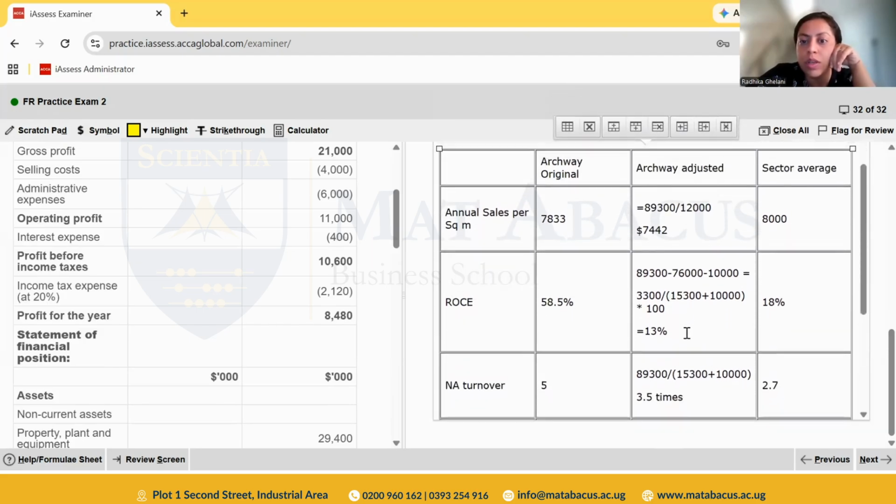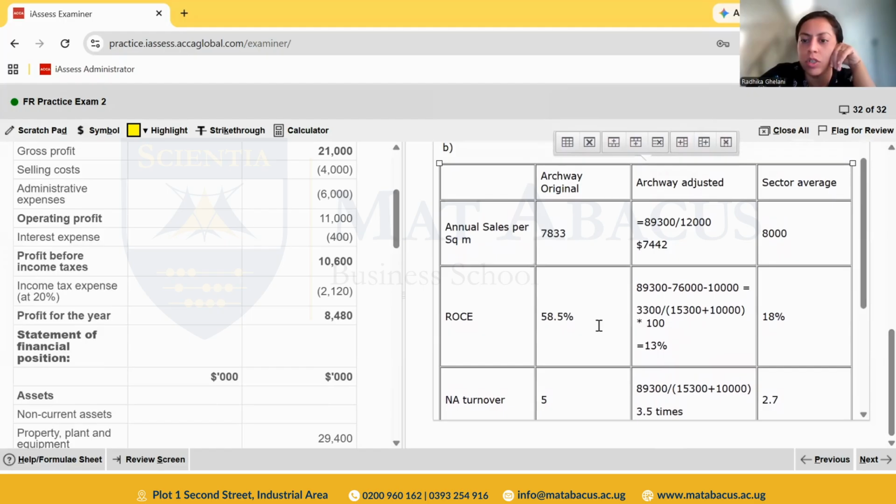ROCE was 58.5% originally, okay? And if you look at sector average, 18%. So the ROCE originally was almost 3 times the sector average, but the adjusted figure has fallen way below the sector average as well. So that's going to be a problem there. We're going to have to talk about it in part C.